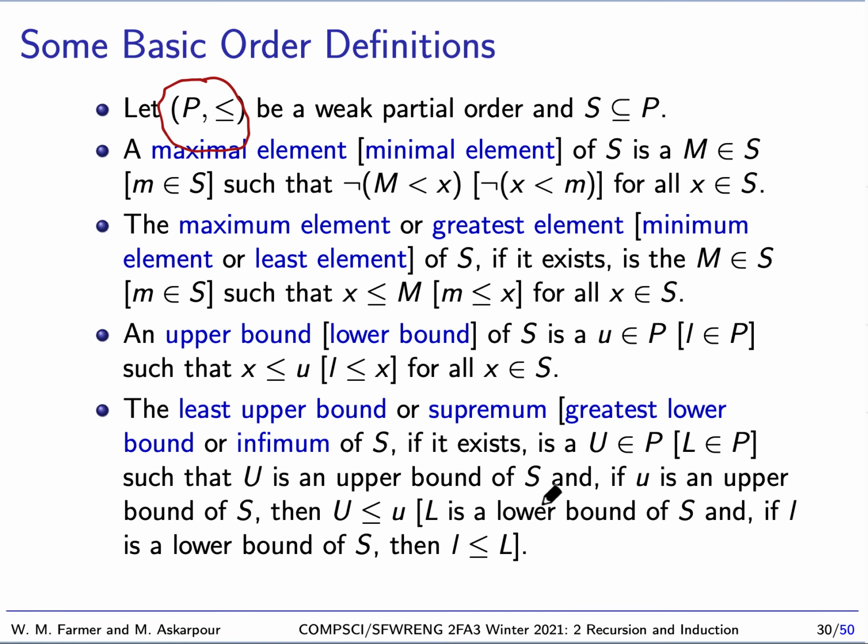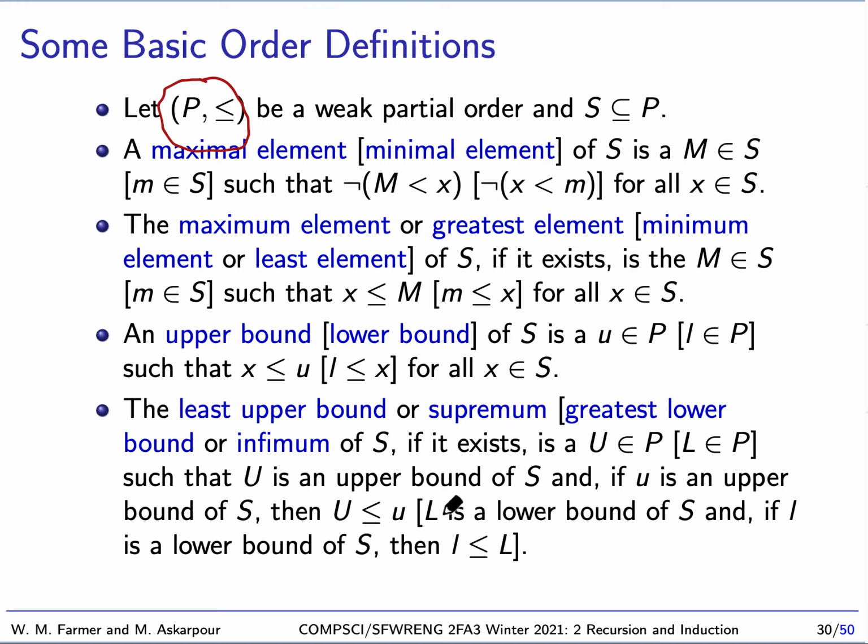Okay, so we can also talk about an upper bound of a set S. So an upper bound is some member, which doesn't have to be a member of S. It's a member that's bigger than all the members of S. And a lower bound is a member of P that's smaller than all the members of S. And then we can, of course, have a least upper bound, which is an upper bound for which there's no smaller upper bound. It's the smallest upper bound. Likewise, we can have a greatest lower bound.